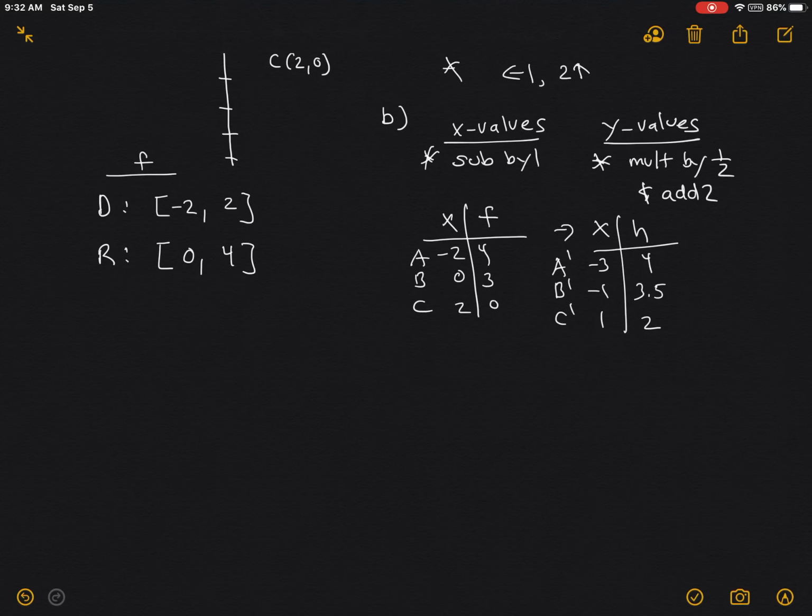Now, we actually have to plot this, right? So for this first example, I'll plot it. In the future, I'm not going to, because I'm pretty confident you guys know how to plot these points. 1, 2, 3, 4, 5.